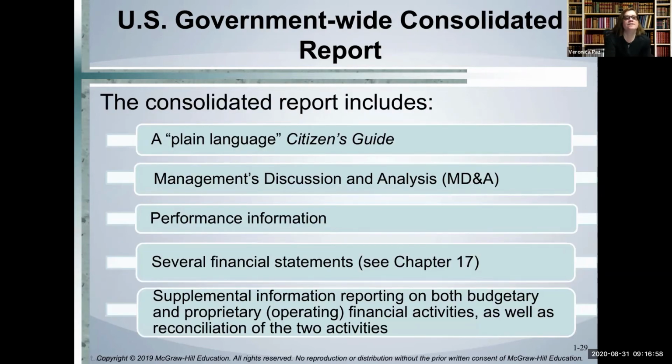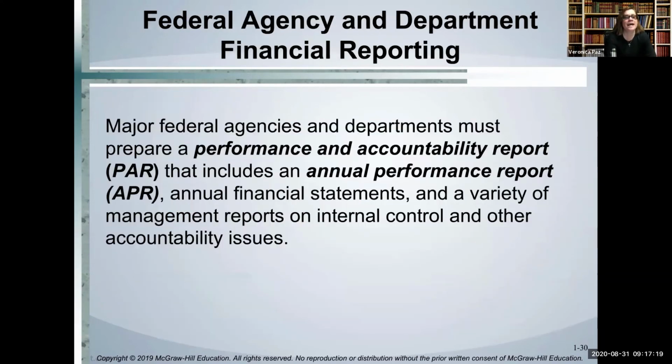So here is the consolidated report, and see a plain language citizen's guide. Make sure that you're aware that these financial statements are presented for the citizens. And then don't forget your MD&A, and we'll talk about performance information, and then several financial statements, and then several supplemental information.